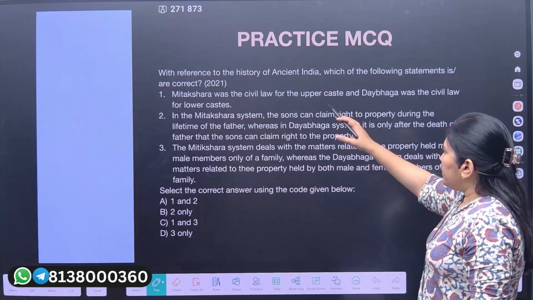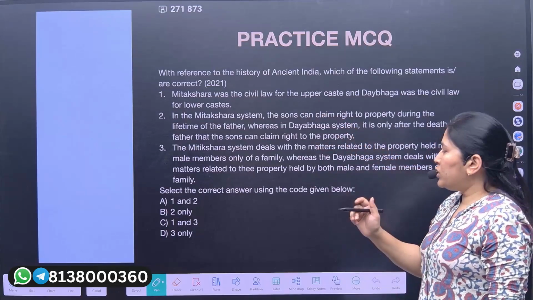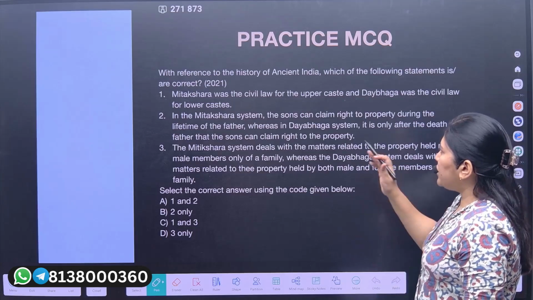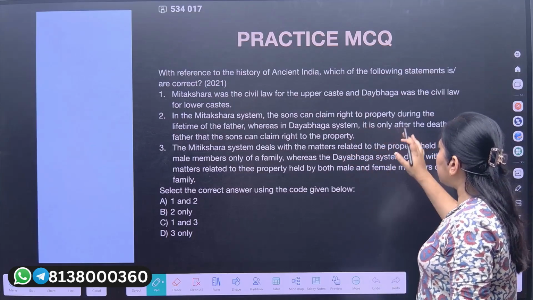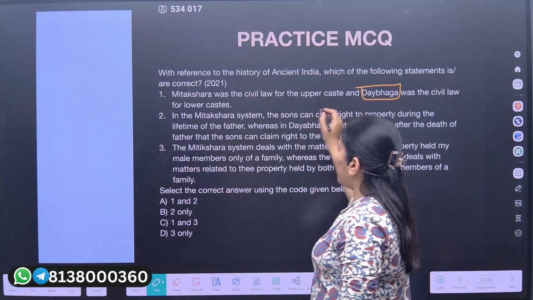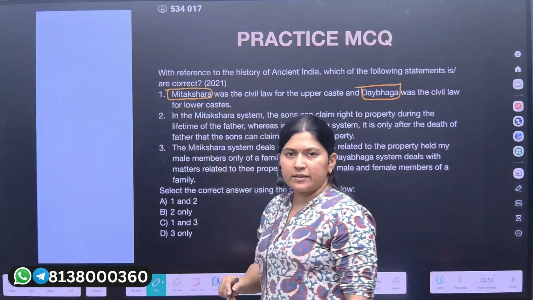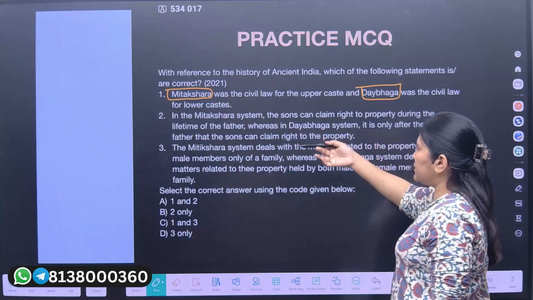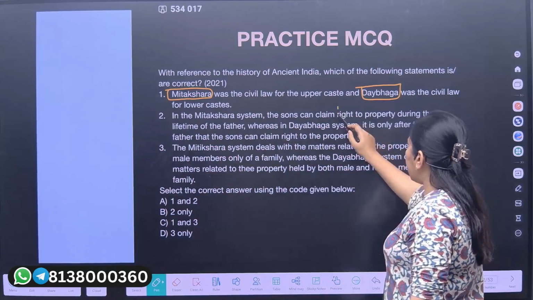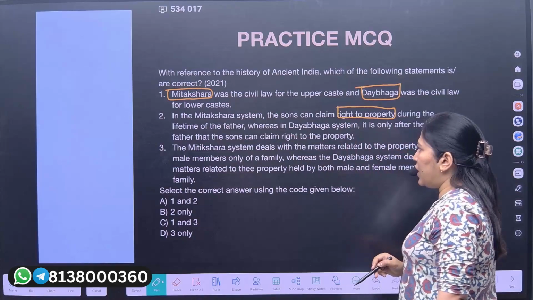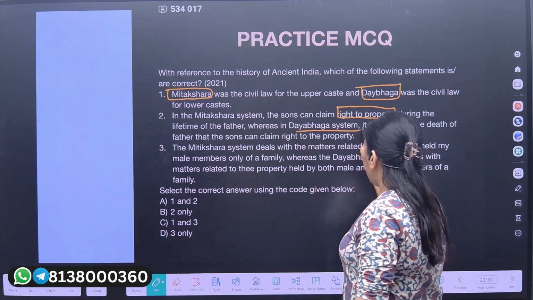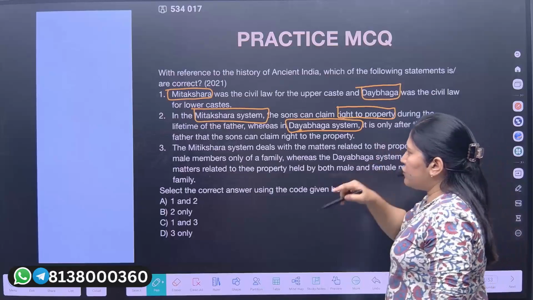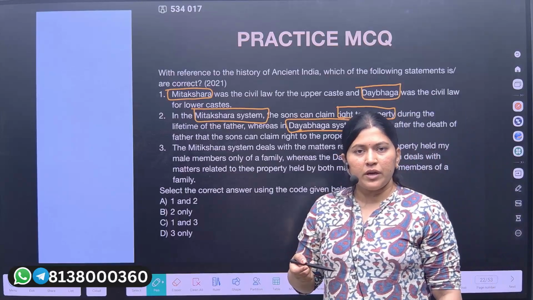Okay, now this question was asked in 2021, with reference to the history of ancient India. Which of the following statements are correct? Mitakshara was the civil law for the upper caste and Dayabhaga was the civil law for the lower caste. So again the terms and the terminologies, right? In the Mitakshara system, it is said that the son can claim the right to property during the lifetime of the father, whereas in the Dayabhaga system, it is only after the death of the father that the son can claim. Okay, now see the difference.